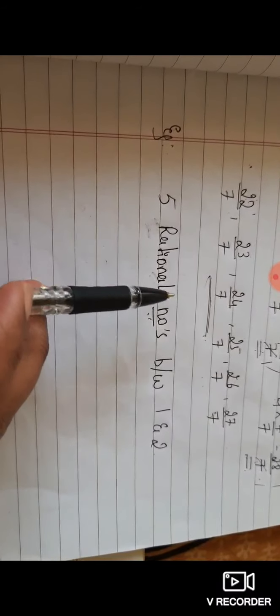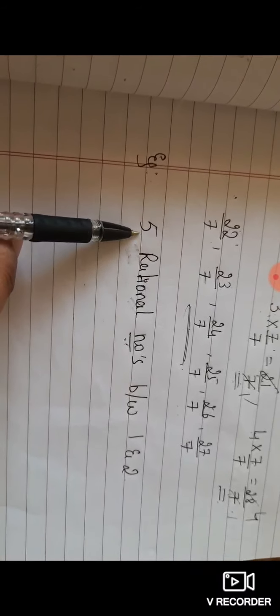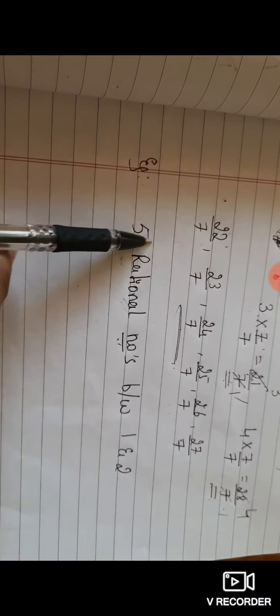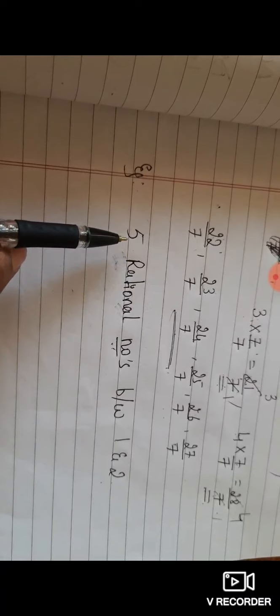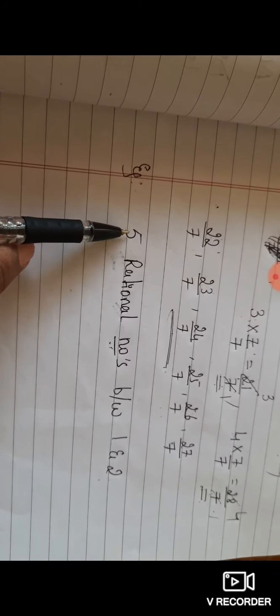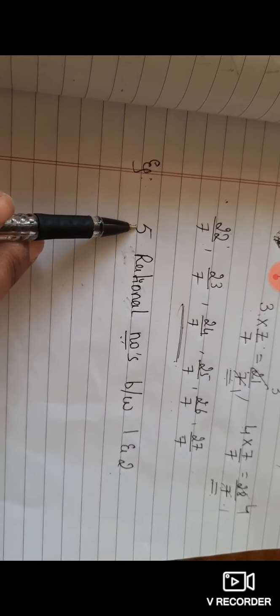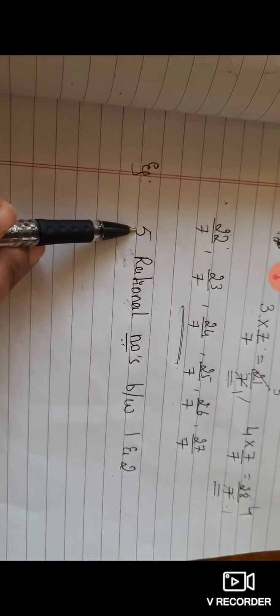To make you understand better, I have considered one more example. The question is, find 5 rational numbers between 1 and 2. So we need to find how many rational numbers? 5 rational numbers. Between which 2 numbers? Between 1 and 2. Now the first step is how many number of rational numbers we need to find out, you need to check. So it is clear that it is 5.